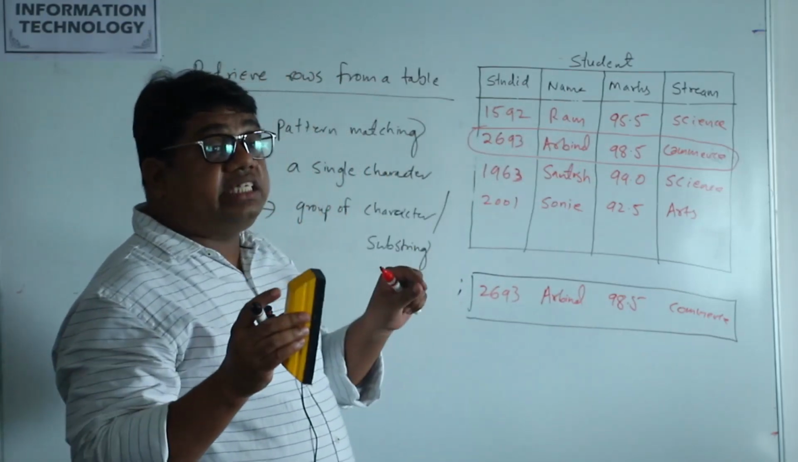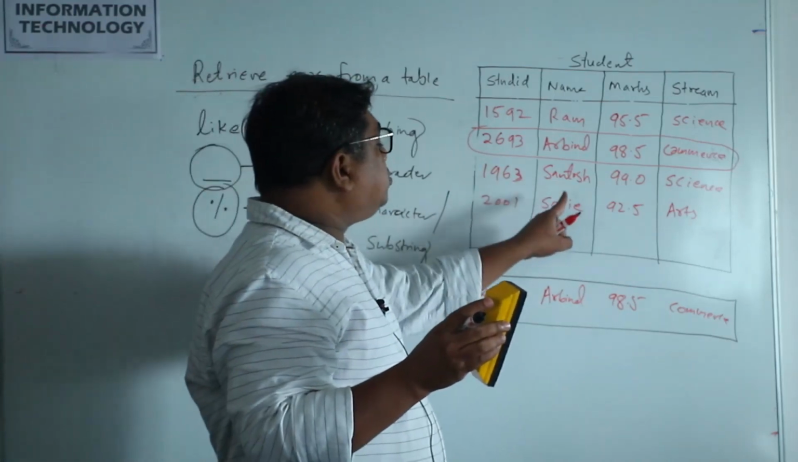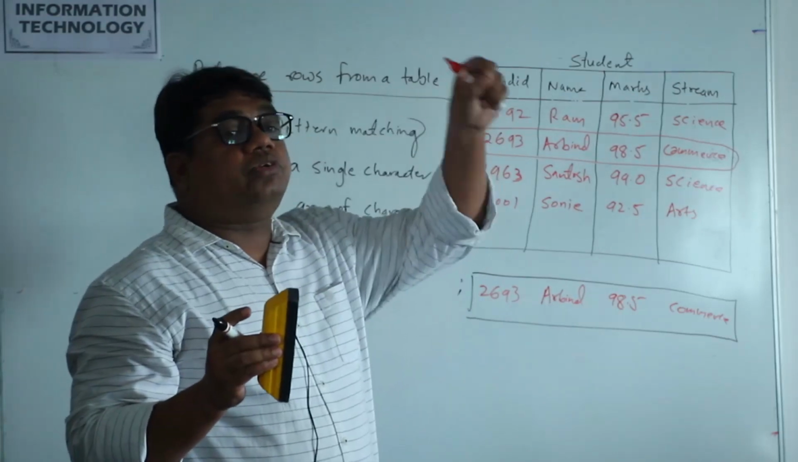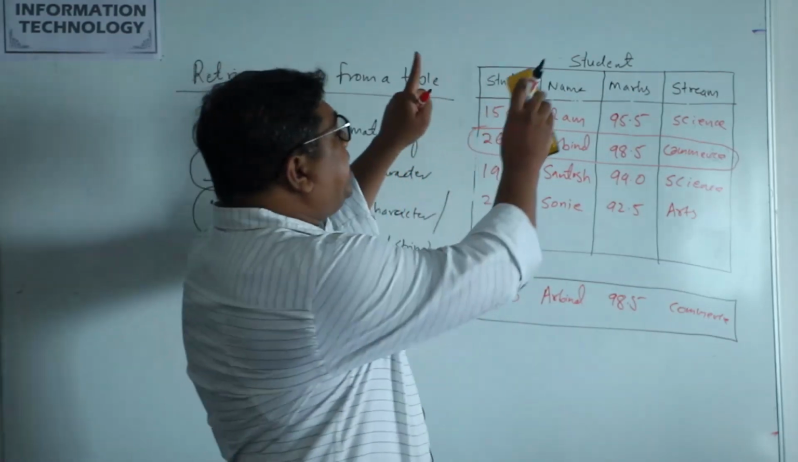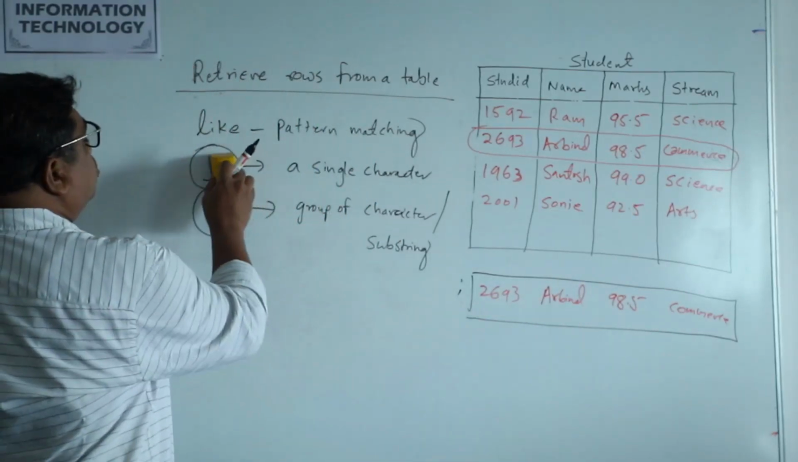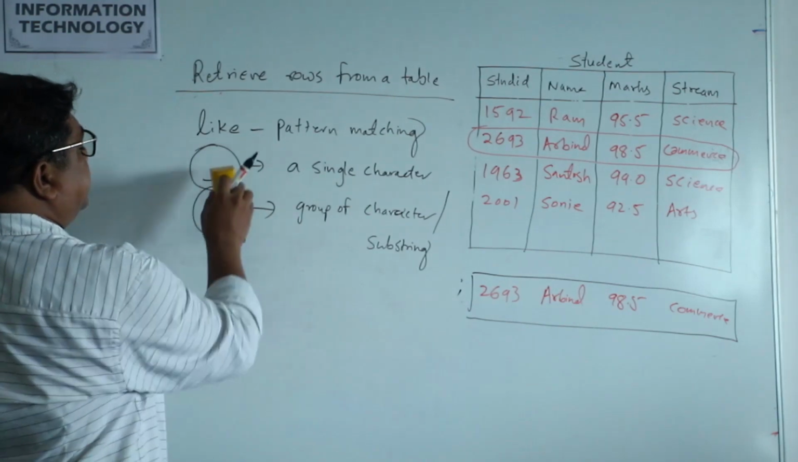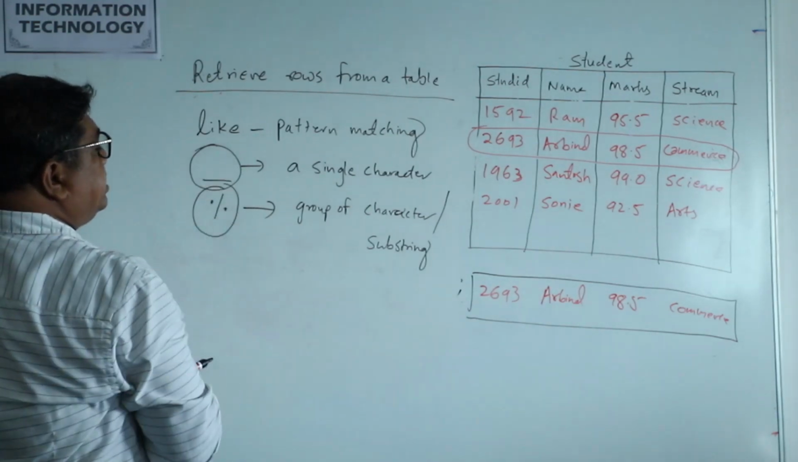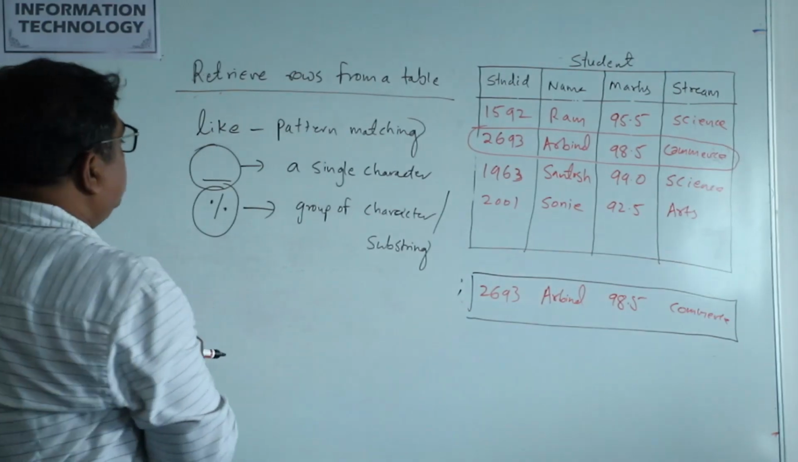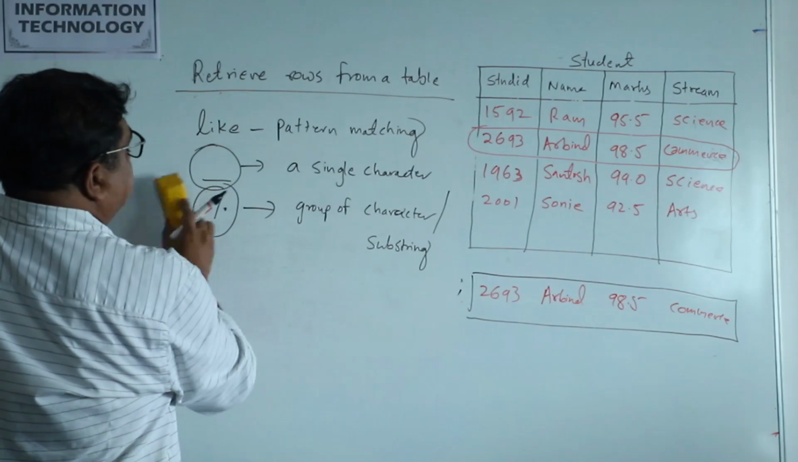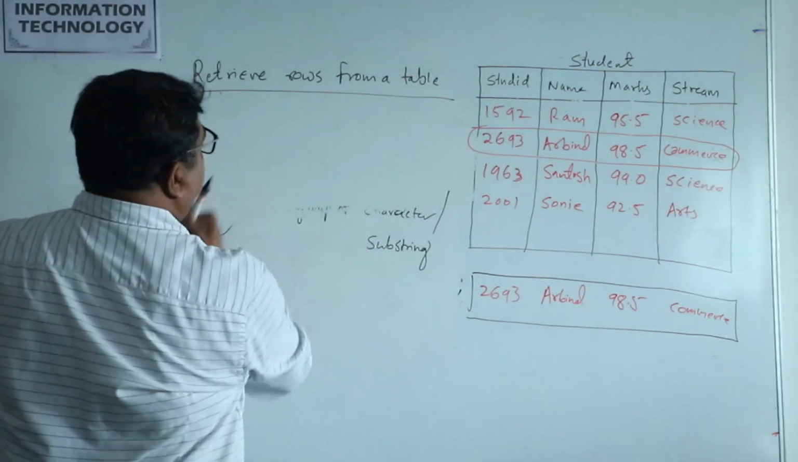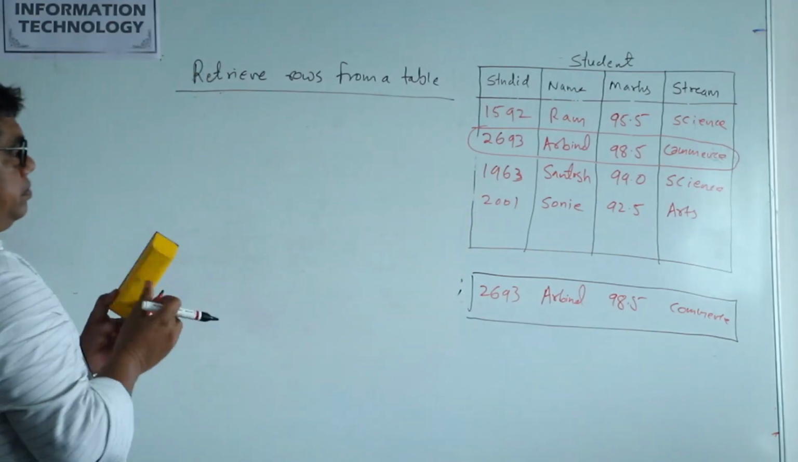See, my question is not asking to display the data of Santosh or Soni. It is asking whose name starts with S, and it is going to display those data. And I want to display all the information. So we will use those wildcards, underscore and percentage, which are used for pattern matching. Underscore is used for a single character, percentage is used for a group of characters.